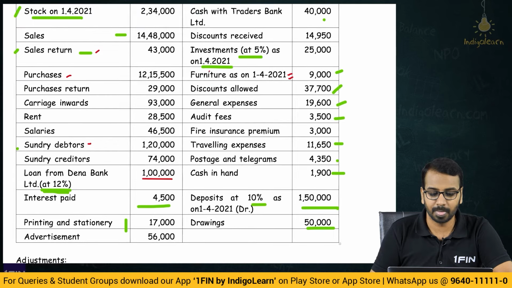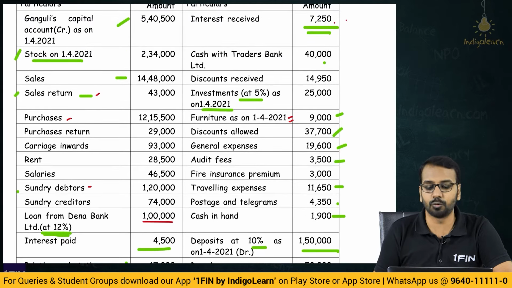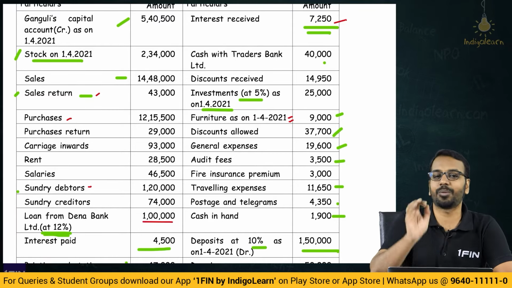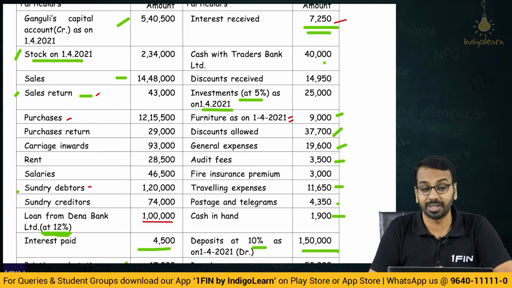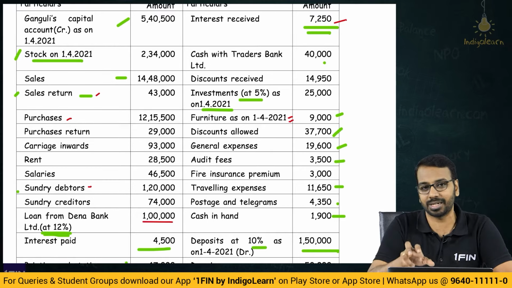So here if you see, we have received interest of 7,250. Out of 7,250, how much is the income received from investments and deposits? Minus 1,000, that is 6,250. So what we have to do, we have to calculate what is the total interest and deposit.